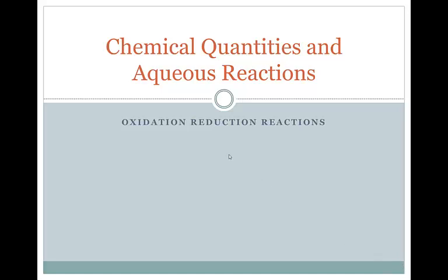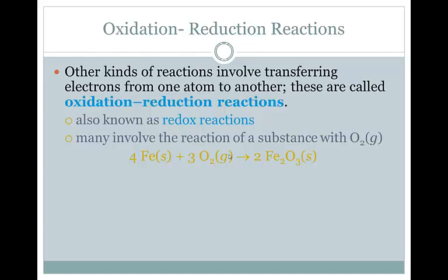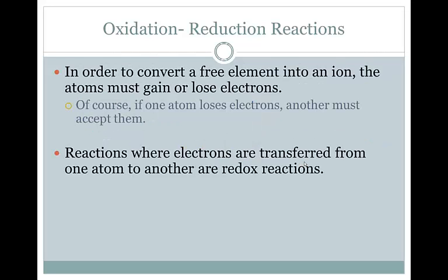In this tutorial, we will be discussing oxidation-reduction reactions. We've discussed several other kinds of reactions, but these reactions involve the transfer of electrons from one atom to another. They're called oxidation-reduction reactions, or, to shorten it, which is more often, redox. Many involve the reaction of a substance that contains oxygen, whether it's pure oxygen or oxygen with something else.